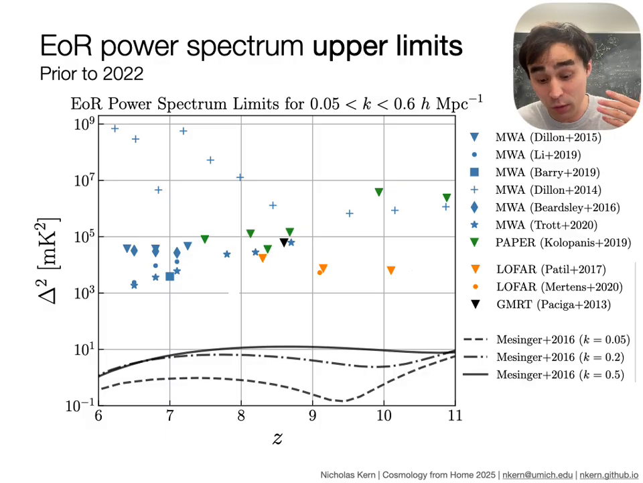Okay, so but what do we know so far? And it turns out we have learned some very interesting things about particularly the high redshift universe just with upper limits. So what I'm showing you here are the best upper limits on the EoR 21 centimeter power spectrum prior to 2022. And what you're seeing is that over the past 5-10 years, we've made steady progress in marching down in this parameter space and excluding power spectrum models of higher and higher amplitude.